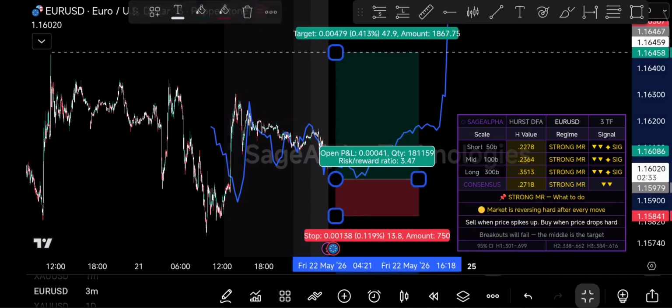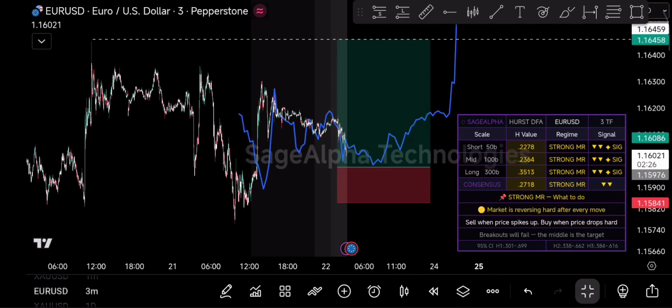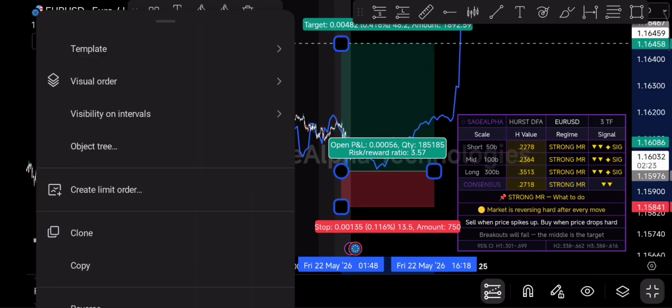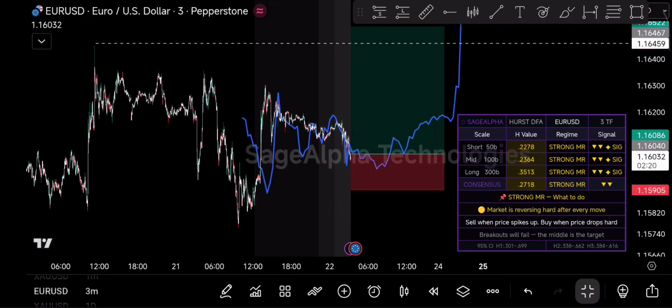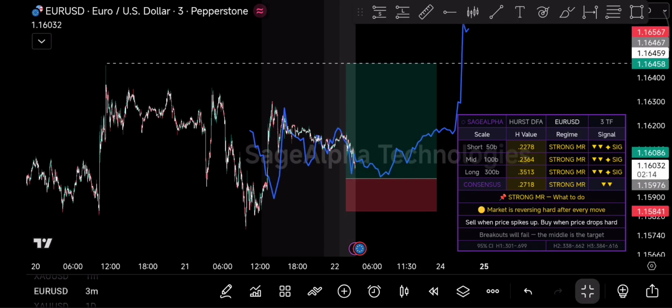I will try to drop as many tips daily from this indicator for you guys, so you can understand and apply them. After a couple of hours, we're going to be back and we're going to see the results of these trades.